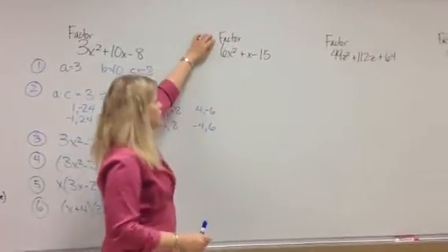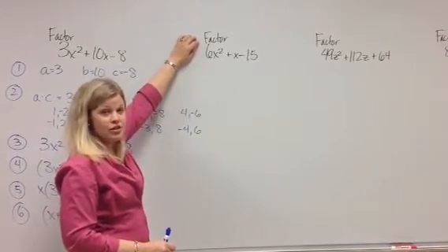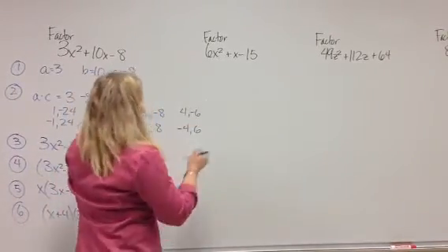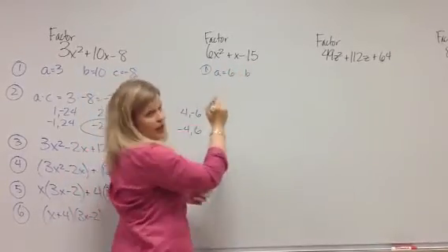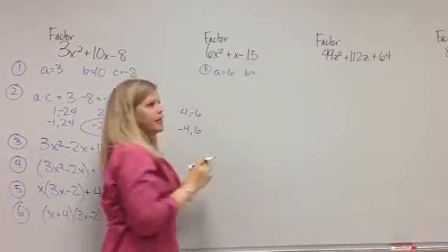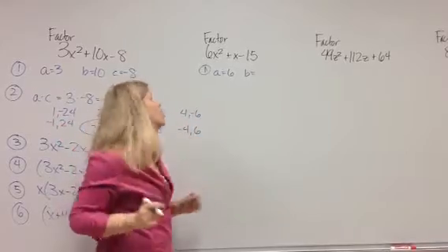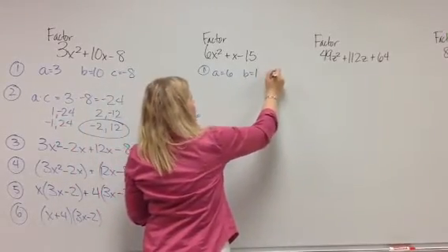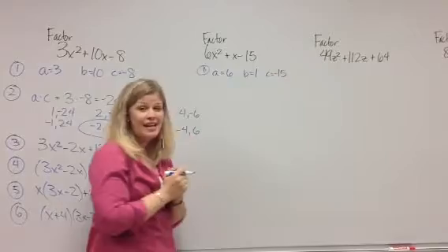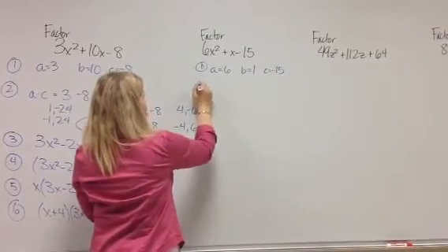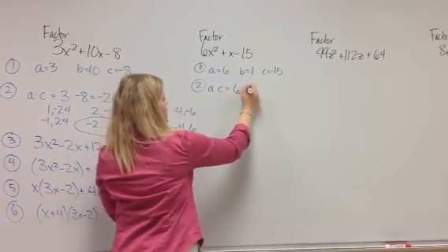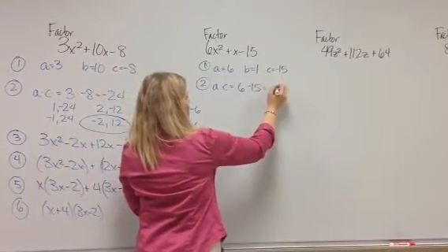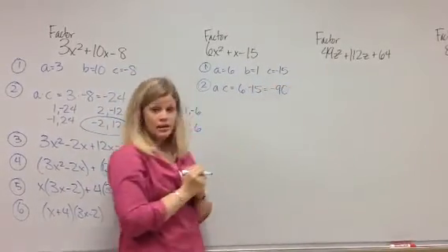All right, most of the time your directions are just going to say factor. Not a big deal. And we do the same steps. A is 6, positive that is. B is what? I don't see a number. No! Oh wait, it's just a positive 1. And C is negative 15. Okay? So number 2, I do A times C, which is 6 times negative 15. And that is negative 90.